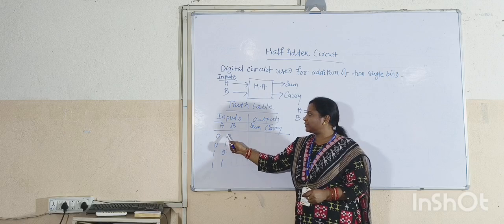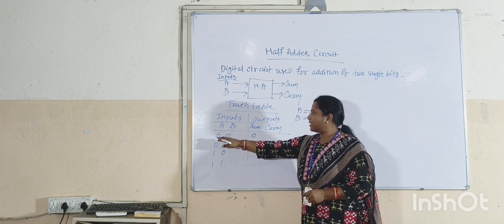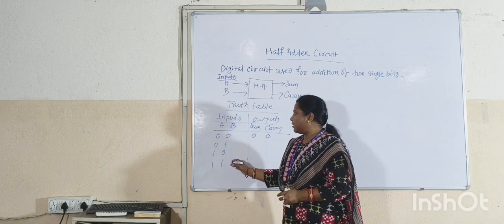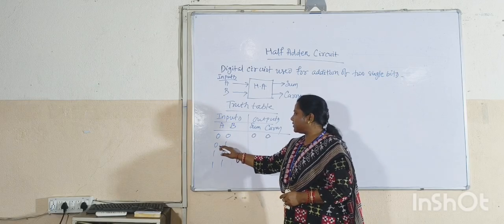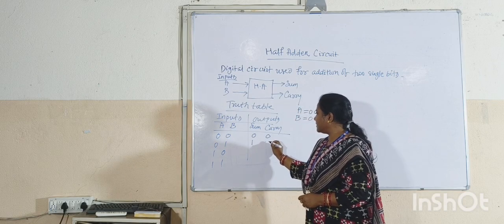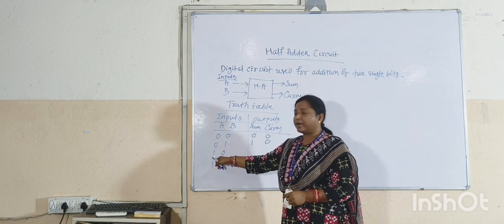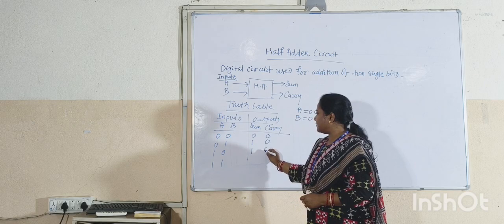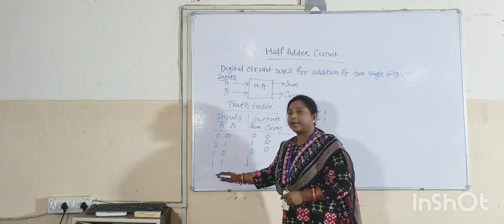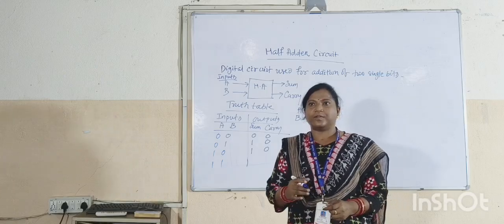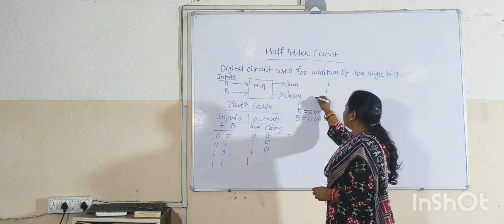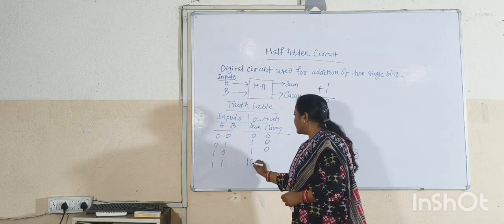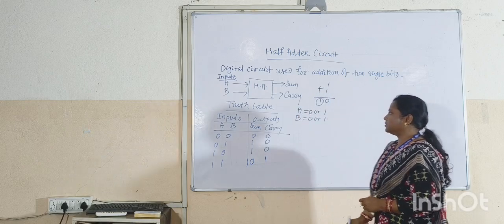So for adding 0 and 0, the sum value will be 0 and there is no carry bit here. Simple, these are additions of binary values. For 0 and 1, the sum value is 1 and the carry value is 0. For adding 1 and 0, we get the sum output as 1 and the carry value as 0. Similarly, when 1 plus 1 is added, the sum value is 0 and the carry value is equal to 1. So the sum value here is 0 and the carry value is equal to 1.